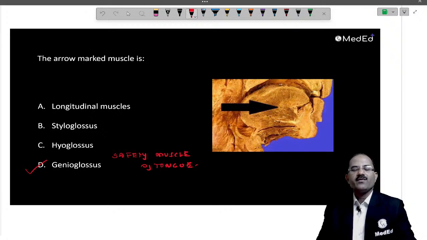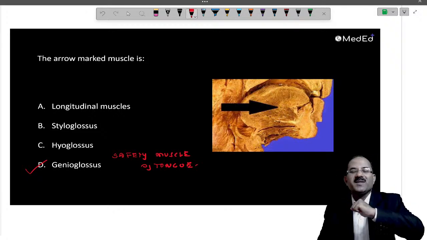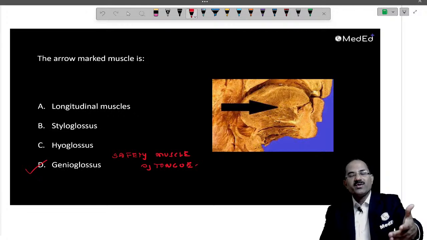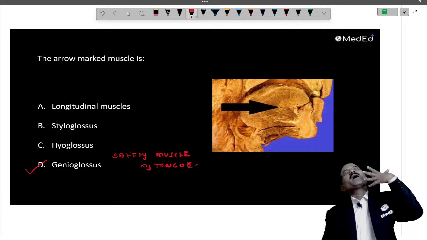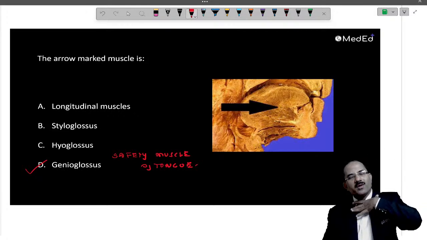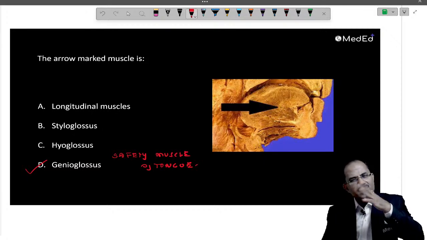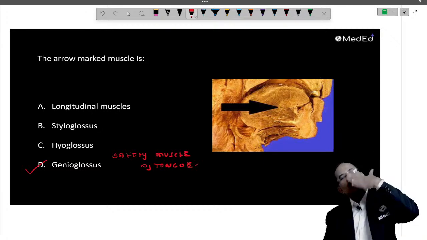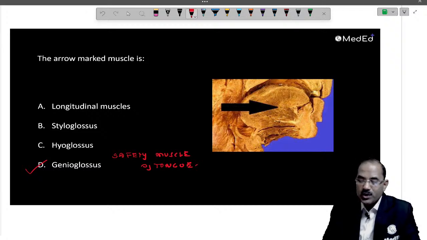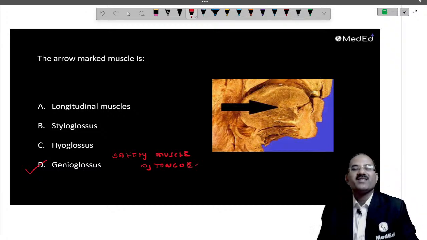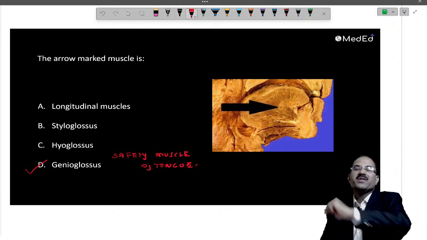Why is it known as the safety muscle? Because it protrudes the tongue. It prevents the tongue from falling back. If the patient is unconscious and genioglossus is not working, the tongue goes back, and the person dies. So genioglossus is known as the safety muscle of the tongue because it protrudes the tongue.